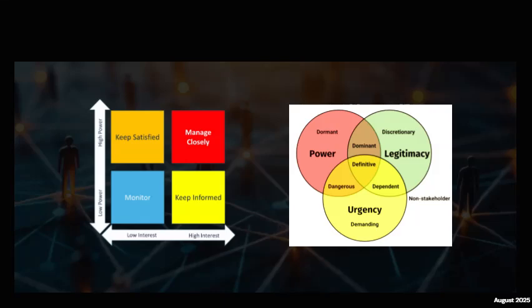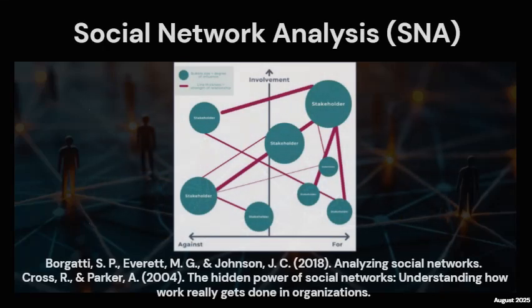These models are excellent for categorizing individual stakeholders or groups, but they don't always show the whole picture, stakeholder relationships. For this, we can turn to social network analysis, or SNA. SNA is a framework used to study the interactions and relationships among individuals and groups within a network. By visualizing these networks, we can uncover the hidden flows of information, power, and influence that truly impact project success.